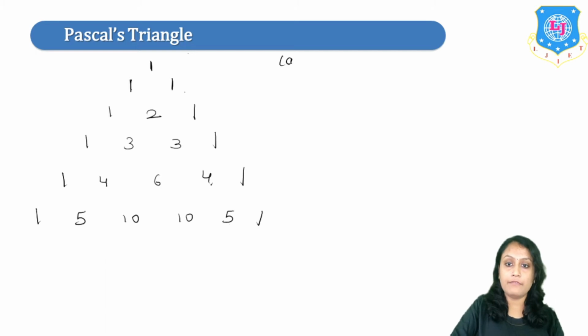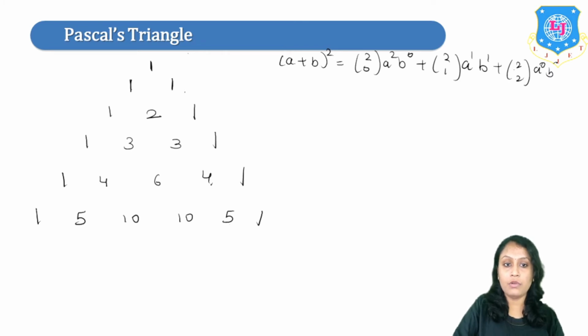So for example, if we need to find (a + b)² using the binomial series, n is 2, so we'll start from 2C0 a² b⁰ + 2C1. Now we'll decrease the power of a and increase the power of b. So a¹ b¹ + 2C2 a⁰ b². Now the answers of 2C0, 2C1 and 2C2 we can write from this.